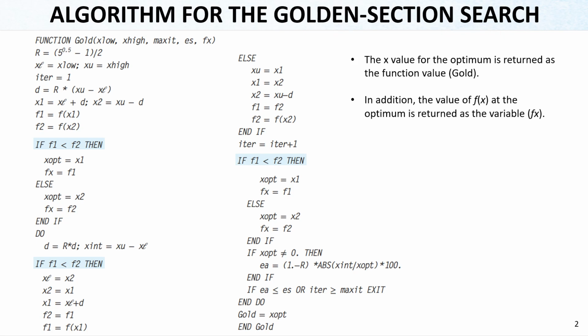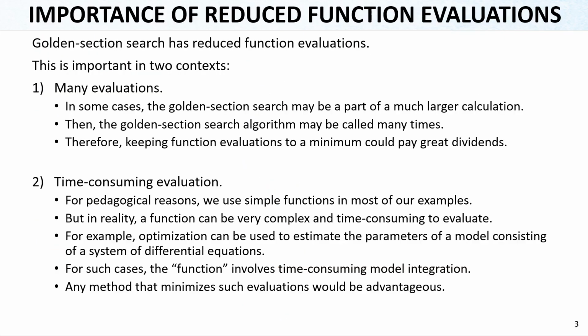In this slide, we will see the importance of reduced function evaluations, because the golden section search actually has reduced function evaluations. This means that we are using some function values calculated in a previous iteration in the next iteration as the existing function value. So this means reduced function evaluation. We don't need to recalculate them in the next iteration. This is important in two contexts.